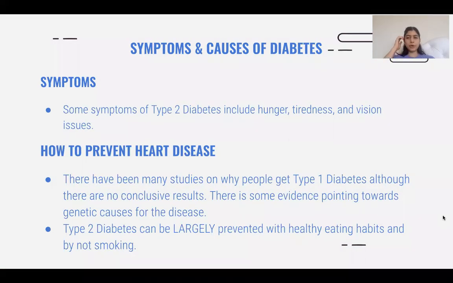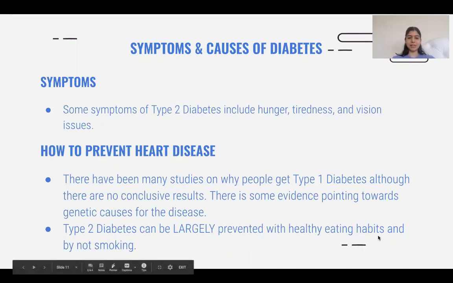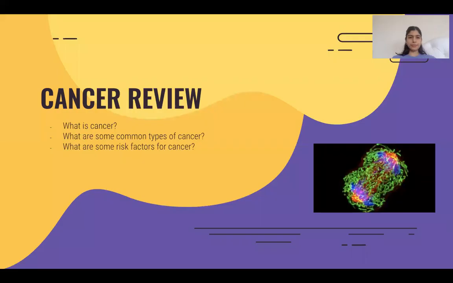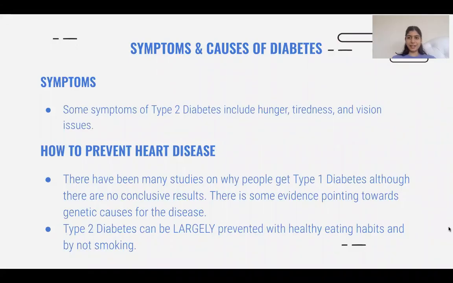So we're going to primarily be talking about type 2 diabetes because it can be largely prevented with healthy eating habits and by not smoking, whereas type 1 diabetes has more to do with possibly genetic causes for the disease. Some symptoms of type 2 diabetes include hunger, tiredness, and vision issues. That's basically all that we have to say to cover about diabetes for right now.